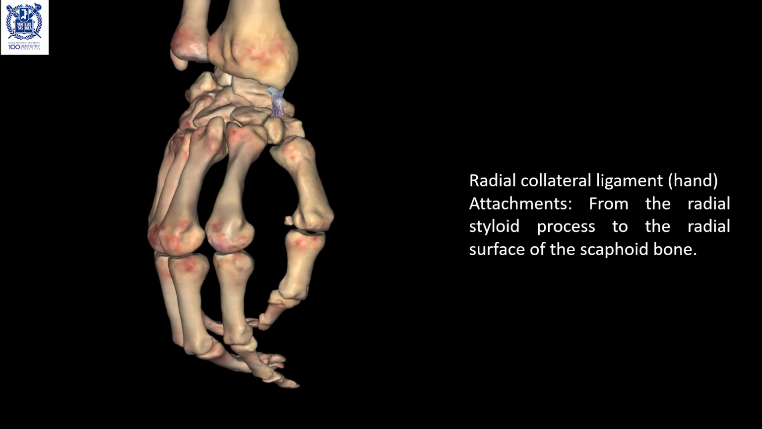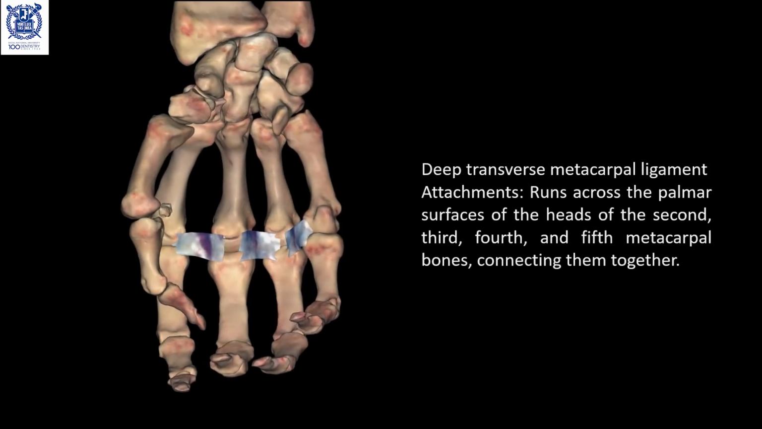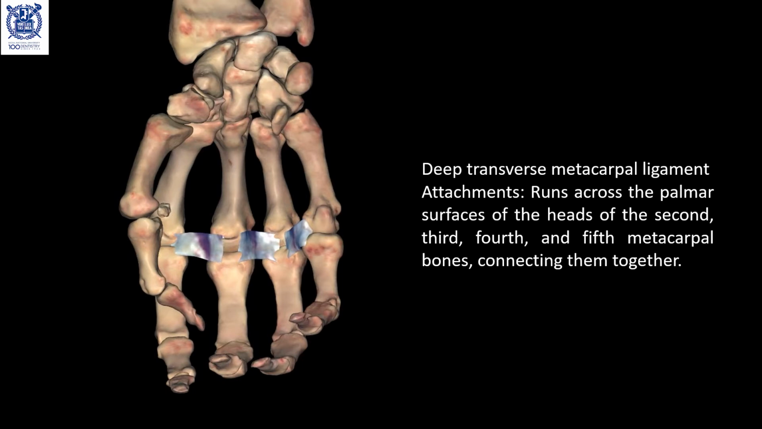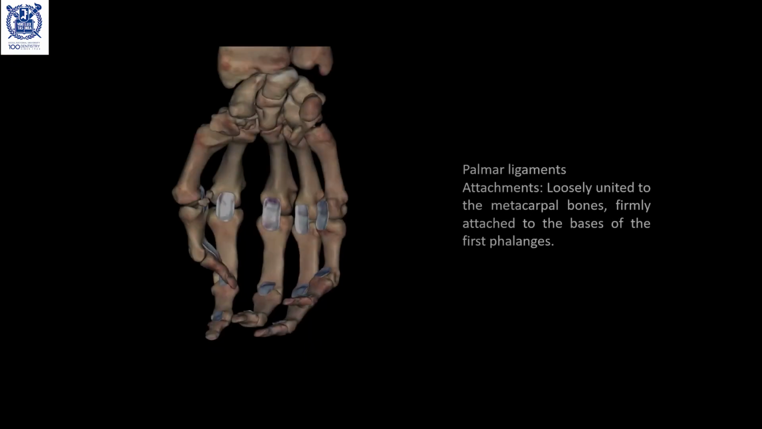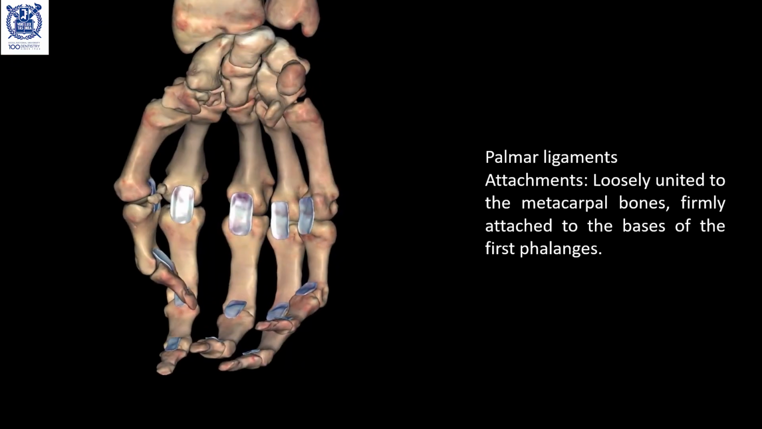Radial collateral ligament. It attaches from the radial styloid process to the radial surface of the scaphoid bone. Deep transverse metacarpal ligament. It runs across the palmar surface of the heads of the second, third, fourth, and fifth metacarpal bones, connecting them together. Palmar ligaments. They are loosely united to the metacarpal bones, firmly attached to the base of the first phalanges.